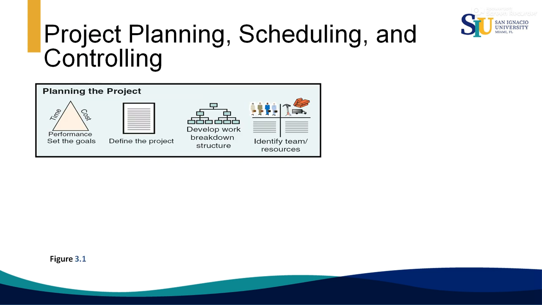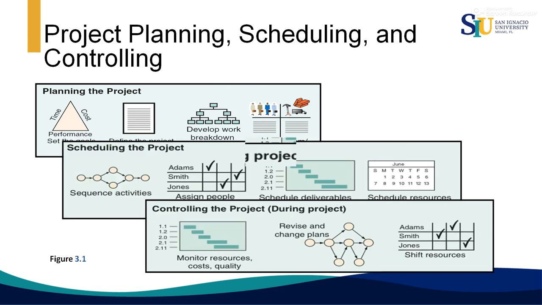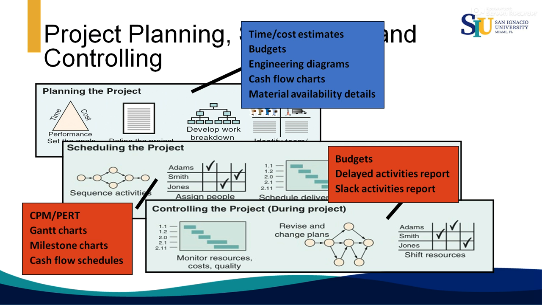For instance, in order to plan the project, you have several activities to develop, also for scheduling the project and for controlling the project. In planning the project, there are several tools available, like time and cost estimates, budgets, engineering diagrams, cash flow charts, and material availability details. In scheduling the project, you have certain tools. We are going to study in this chapter CPM and PERT, 2 network techniques to schedule the project. Also, maybe you have heard about Gantt charts, another type of charts like milestone charts, and cash flow schedules.